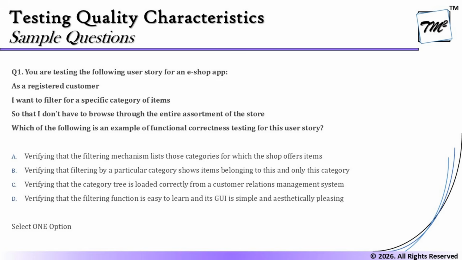Well, to quickly break it up, the very first question we are talking about is related to a correctness testing of functionality. Of course, we do remember a few of the things, but let's read the question first. Number one, you are testing the following user story for an e-shop application. As a registered customer, I want to filter for a specific category of items so that I don't have to browse through the entire assortment of the store. Which of the following is an example of functional correctness testing for this user story?